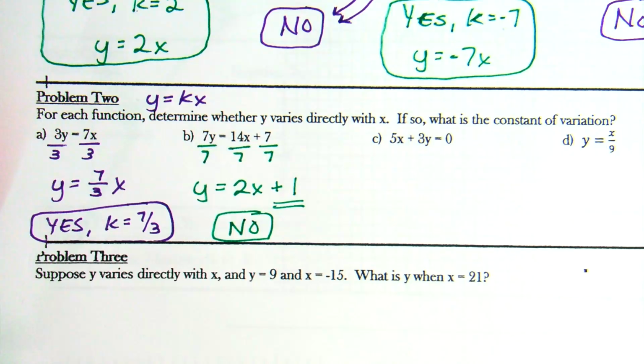Okay. C. What am I going to ask you? What do I do first to get y by itself? I mean, here's the idea. To get y by itself, I need the 5x and the 3y on opposite sides, right? We can do this either way. It's not going to matter as long as you get x and y on opposite sides.